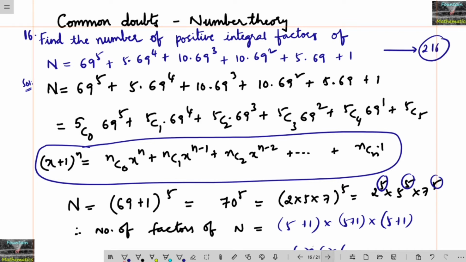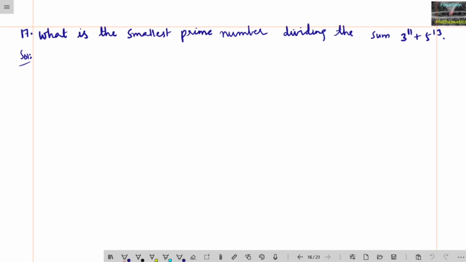Okay, next problem. What is the smallest prime number dividing the sum 3 to the power 11 plus 5 to the power of 13? So given sum is 3 to the power of 11 plus 5 to the power of 13.